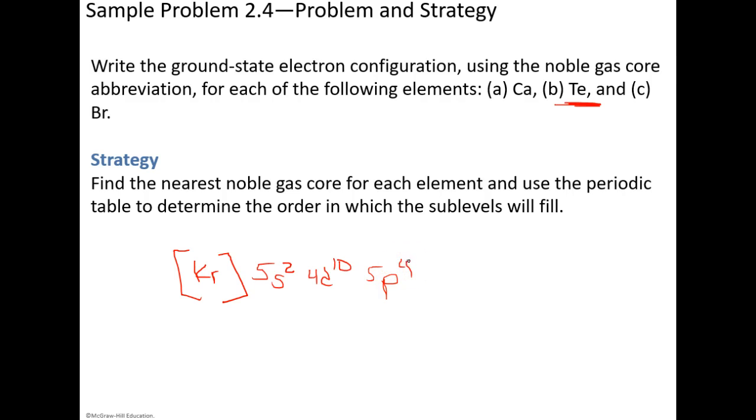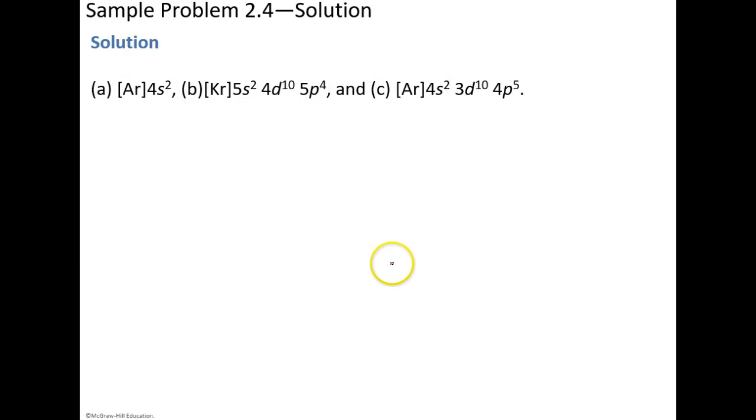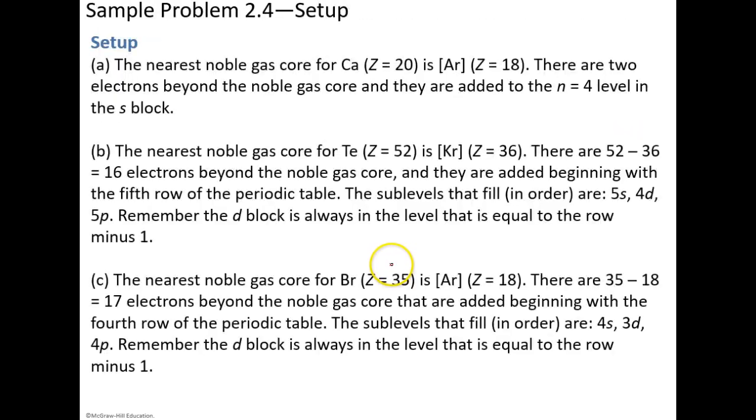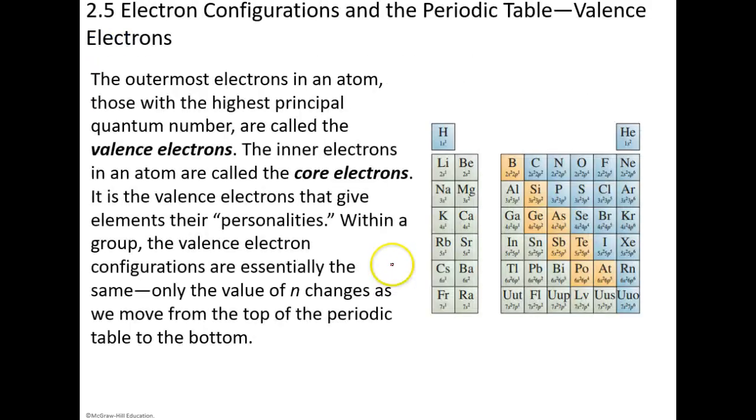You might be asking, can we do the abbreviated on the exam? It just depends on what I ask. If I say to you, write the full electron configuration, then you've got to write everything out. If I say write the abbreviated form, then you write the abbreviated form. I will clearly let you know what you need to do. Okay, so I suggest that you do these practice problems on your own so that you know how to do them.